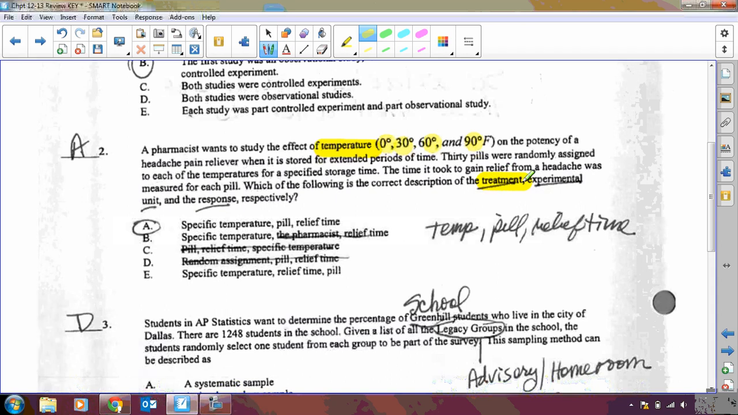The experimental units were actually the pills. Those were what was being studied. It was not the people. The pills were placed into different temperatures for storage. So it is the pills that were the experimental units. Now, the response was based on the time, and it said right here, the time it took to gain relief from a headache. So the response was actually measured in the person, but the experimental unit is the pill. That's why it's choice A.